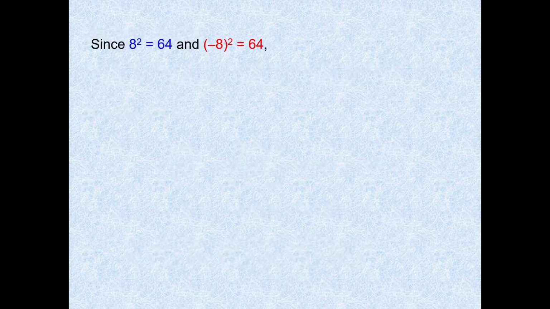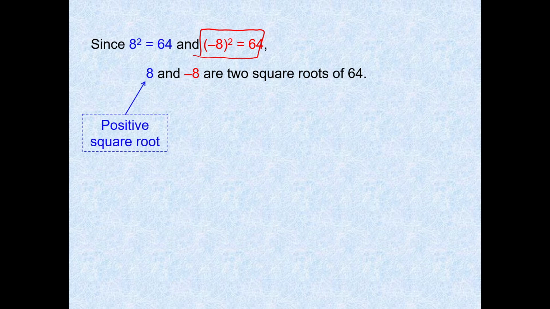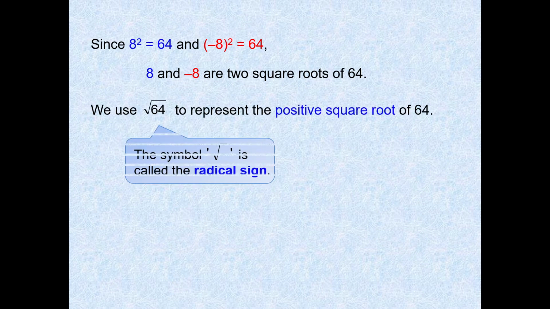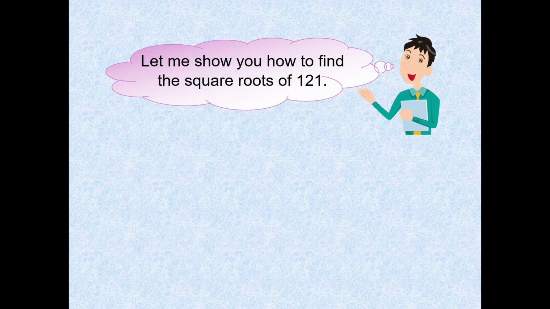So next, besides number 8, we can also find another square root of 64 because negative 8 bracket square also equals 64. So both the positive 8 and the negative 8 are the two square roots of 64. And later on, we are going to use the radical signs to represent the square roots. But before that, let's consider another example.